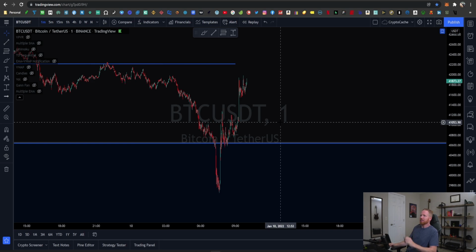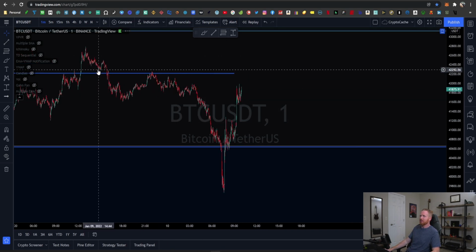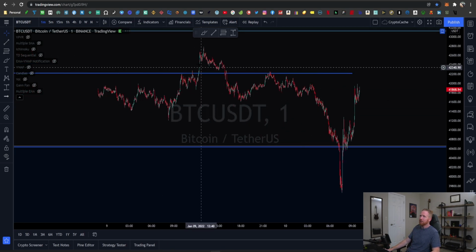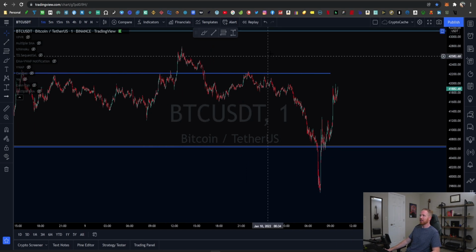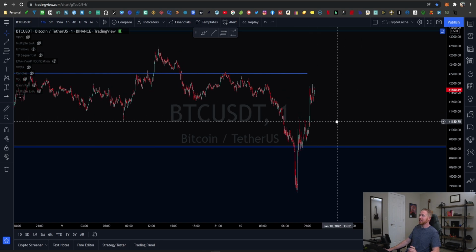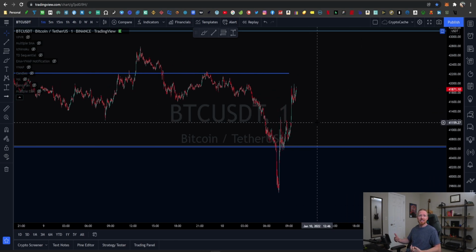But I really just think this is kind of a false positive, and we shouldn't be excited about this at all. Just like yesterday when we broke above resistance, do not get super excited about it. We've got a lot of resistance coming, and we need to respect that and kind of hang tight and just let Bitcoin do its thing for the moment.